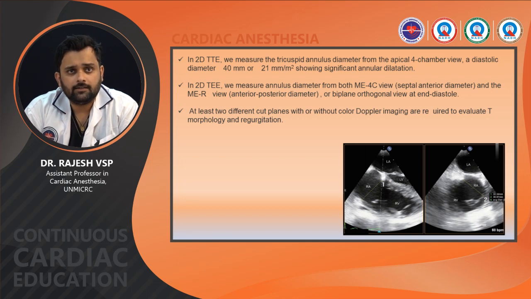In transthoracic echocardiography, we measure the tricuspid annulus diameter from the apical 4-chamber view, a diastolic diameter more than 40 mm or more than 20 mm per square centimeter, showing significant annular dilatation.